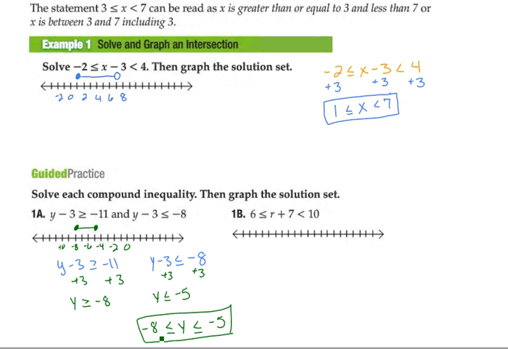Smaller number on the left, bigger number on the right. Both of your inequalities should be pointing to the left. Okay. Otherwise, don't split up 1b. Go ahead and solve it like we did with example 1.